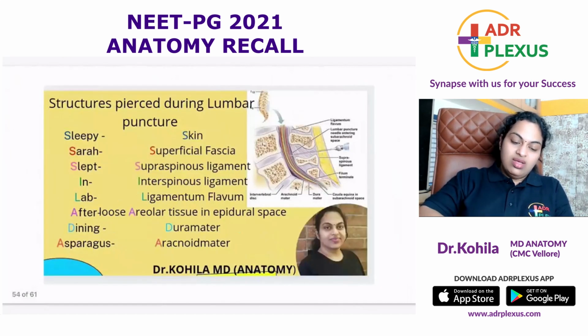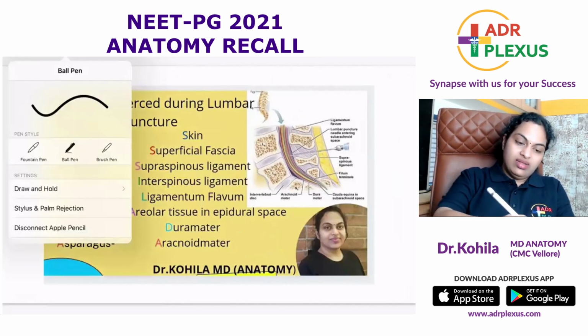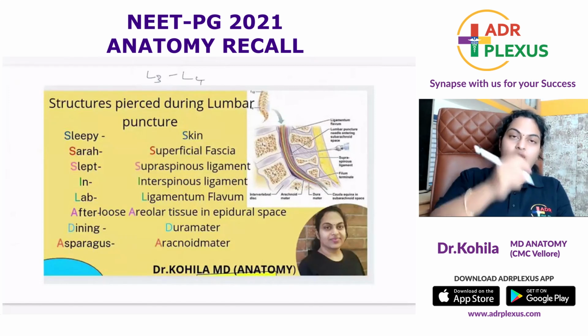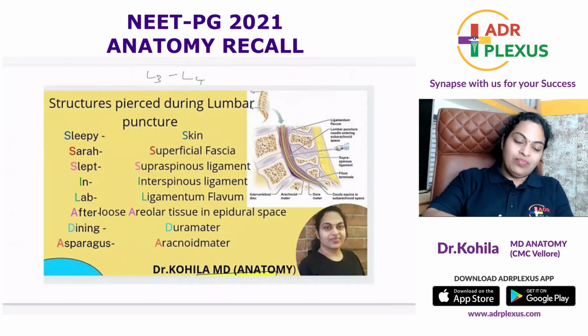Also, I had been circulating this mnemonic in the Telegram groups. Yeah. So please remember, frequently they've been asking questions related to lumbar puncture. The most comfortable position to do lumbar puncture will be at the level of L3 to L4. Okay, and sometimes they'll ask you what is the ligament which is not pierced by the needle in lumbar puncture. Yeah, so you should be thorough with this.